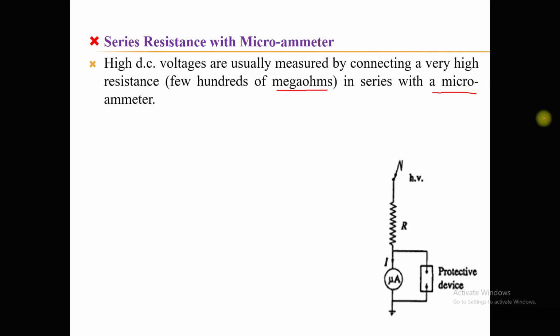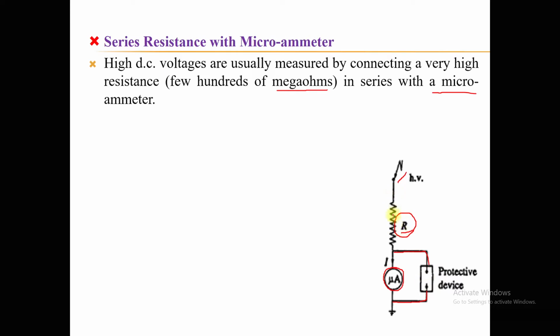Here you can see how it is connected for the measurement. R represents the high magnitude of resistance, which is connected directly with the high voltage source, and in series with the resistance, a microammeter is connected for the purpose of measurement. Now to protect this metering component, a protecting device is connected across it. It is simply a neon tube kind of arrangement.